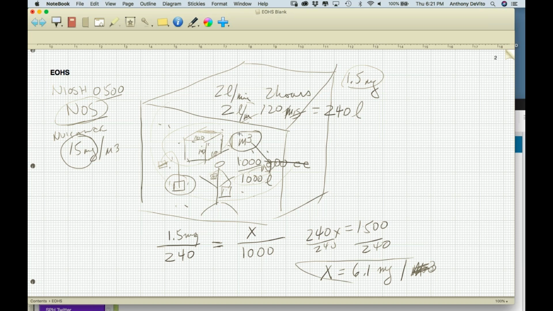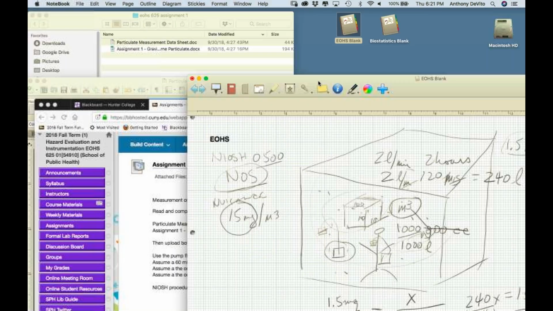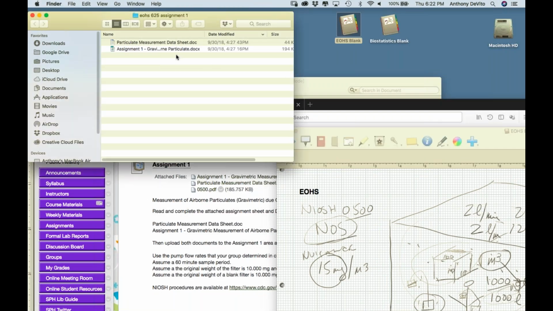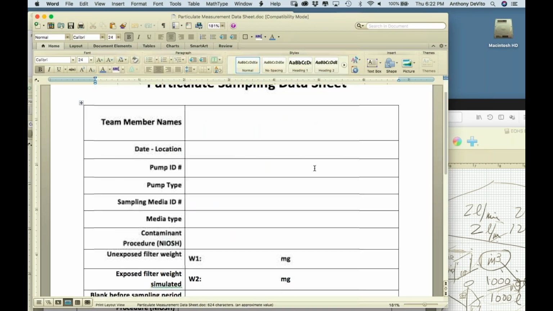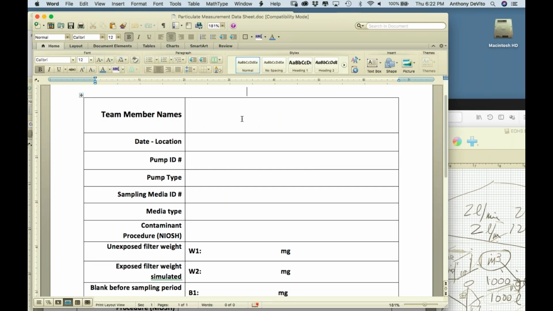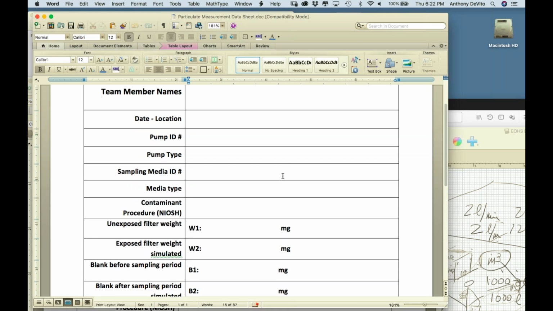So let me just get to that sheet. Okay, let's see, particular data sheet. Okay, here's our data sheet. I opened it again. Fill in your team members' names, the date and location you took the sample, the pump ID. If you don't have the pump ID, communicate with your other team members, or if you post to the discussions forum, I'm sure somebody will give you that information as well. Sampling meter. What's sampling meter?